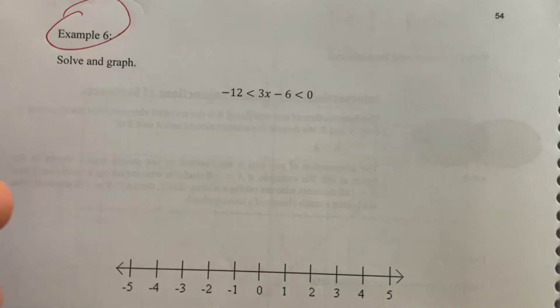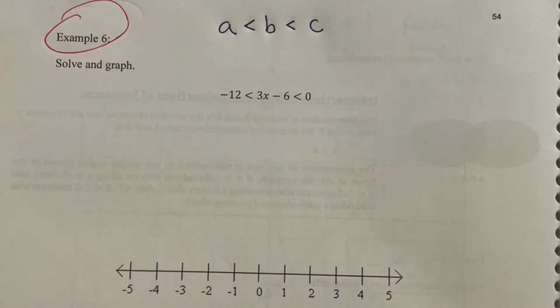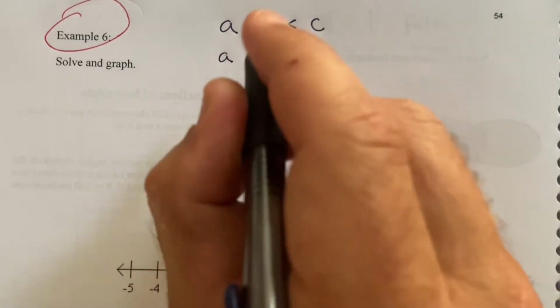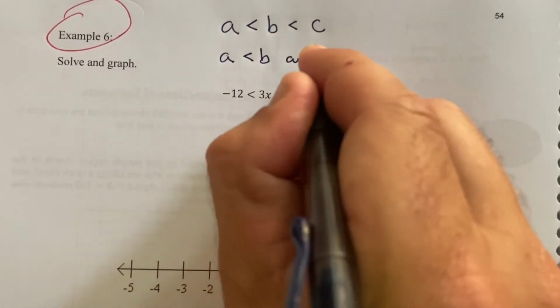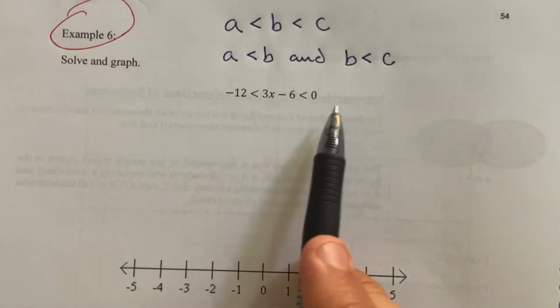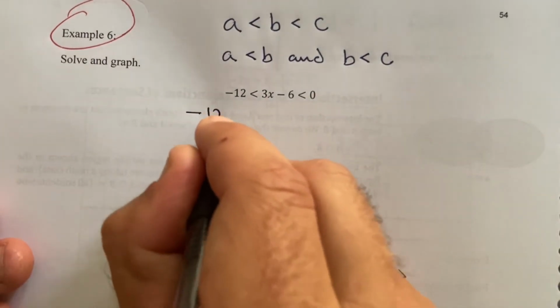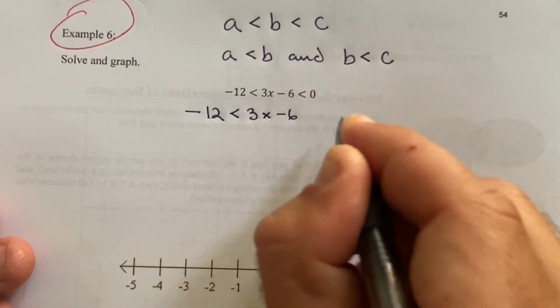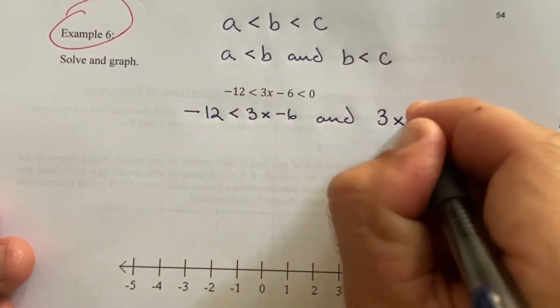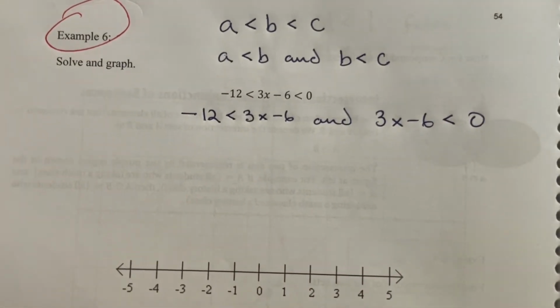So what this means, if you have A less than B less than C, and this would be true for less than or equal to, then this is what we call a conjunction. So what I mean by that is it would be equivalent to say A less than B and B less than C. So whenever they're written in this compound way, it's really an and case. So this is completely equivalent to negative 12 less than 3x minus 6 and 3x minus 6 less than 0. So this is the same interpretation.